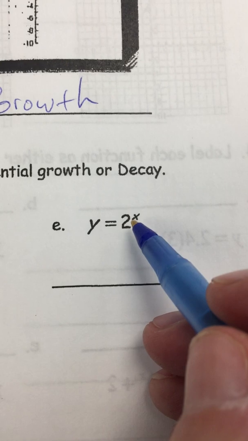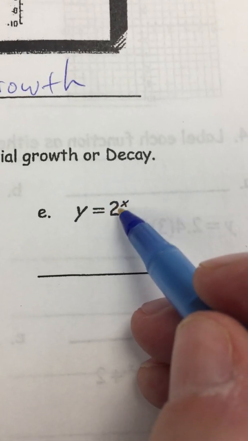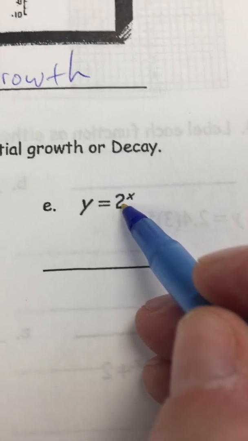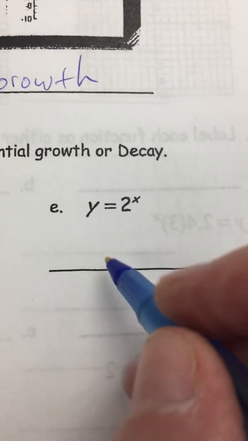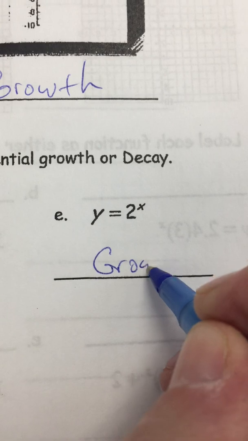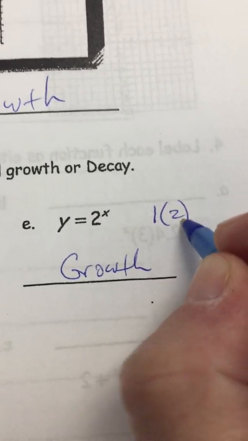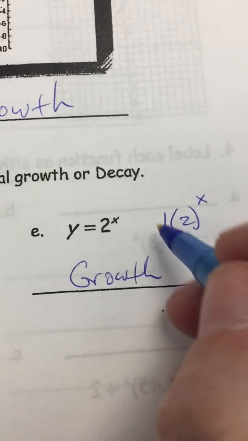Y equals 2 to the x. Now, you may say, well, there's only one number here, but yes, it's the one with the x, so that is your growth or decay factor. Is it bigger than 1? Yes, this is a situation that's actually doubling. So this is a growth. Now, you might say, well, what happened to the other number? It's there. It's just 1 times 2, right, to the x? So the initial amount was 1. You had 1 something before it started growing.